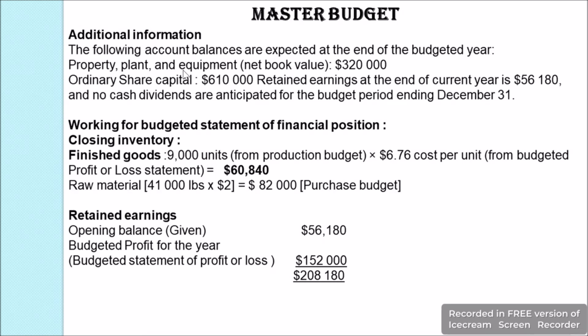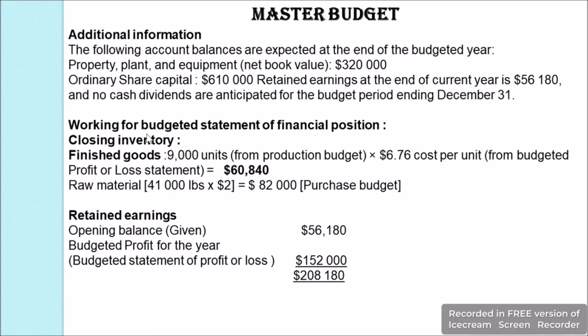We have additional information which states that the following accounting balances are expected at the end of the budgeted year. Property, plant and equipment, net book value, that means cost minus depreciation, we get the net book value, and here the value is $320,000. Ordinary share capital is $610,000. Retained earning at the end of the current year is $56,180. No cash dividend are anticipated for the budgeted period ending 31st December.